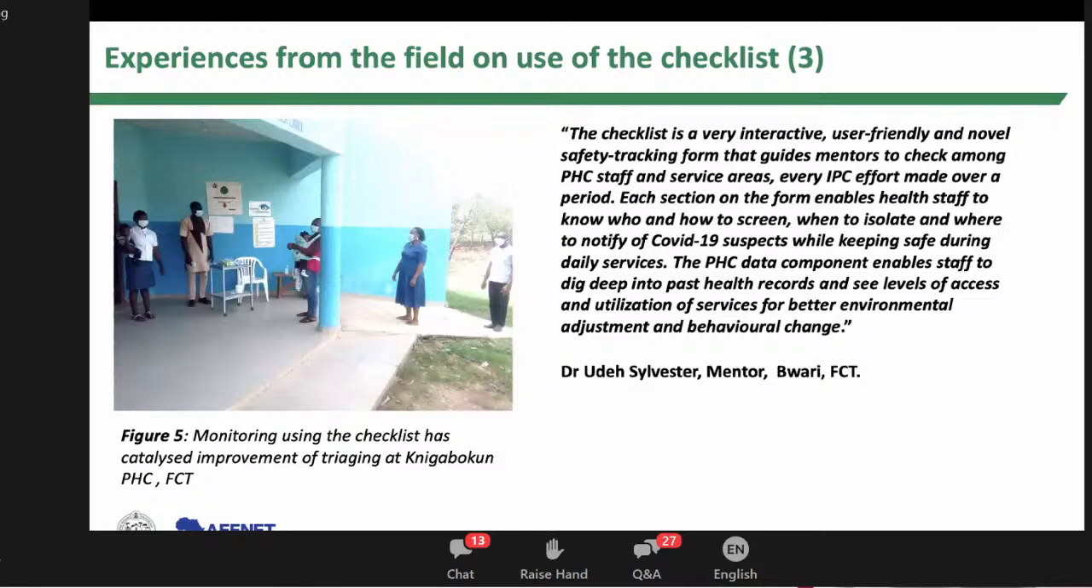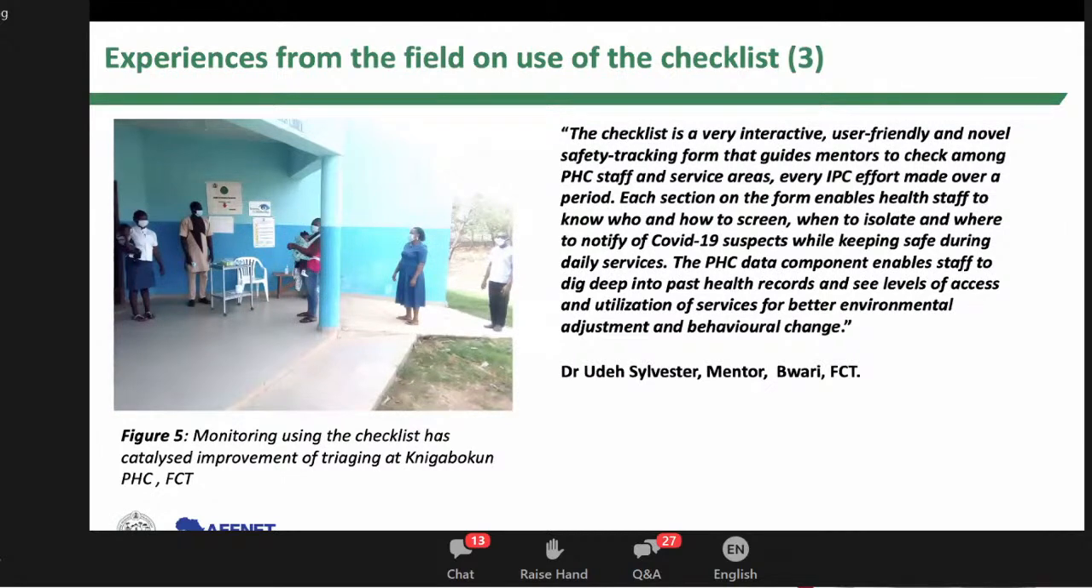The checklist is very interactive, user-friendly, and novel, a safety tracking form that guides mentors to check PHC staff in service areas, and every IPC effort made over the period. Each section of the form enables facility staff to know who and how to screen, when to isolate, and where to notify of COVID-19 suspects while keeping safe during daily delivery of services. The PHC data component enables staff to dig deeper into past health records to see the levels of access and utilization of services for a better environment.